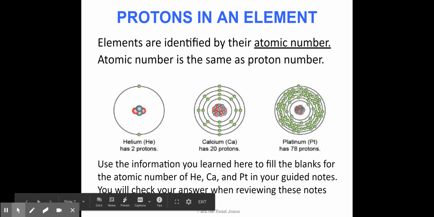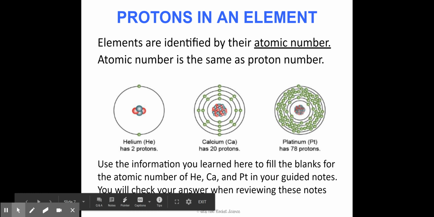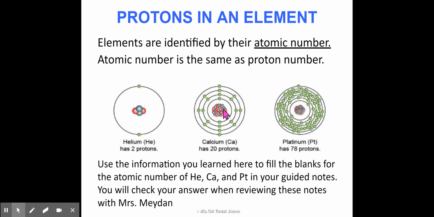Protons in an element. Elements are identified by their atomic number. Atomic number is the same as proton number. This is important for you, because every time you're given a proton number, you're going to think about atomic number. So here, helium has 2 protons. That means the atomic number of helium is 2. Here, calcium has 20 protons, so the atomic number is 20. Here, platinum has 78 protons, so the atomic number is 78. Go ahead and fill out your notes accordingly.